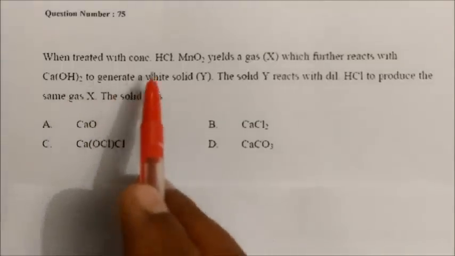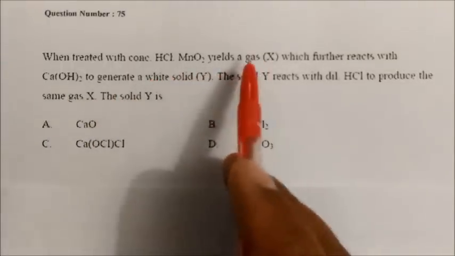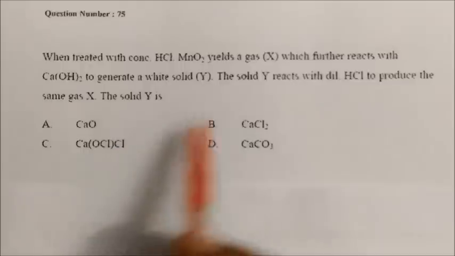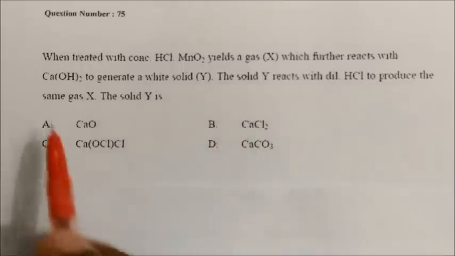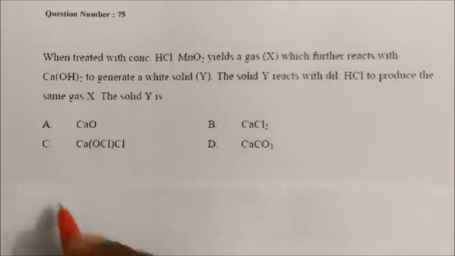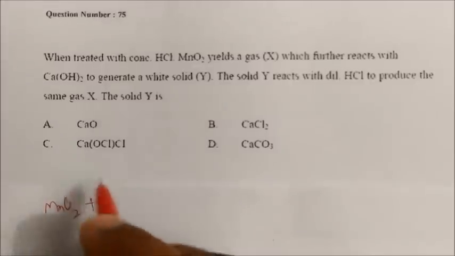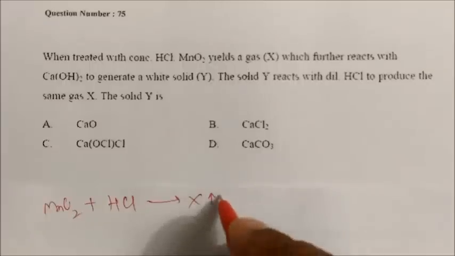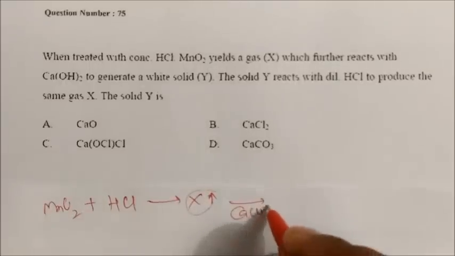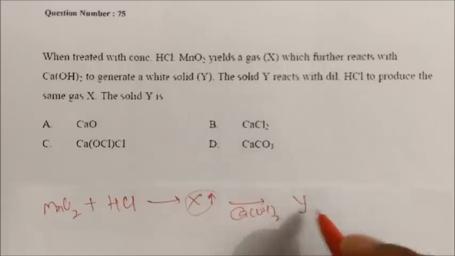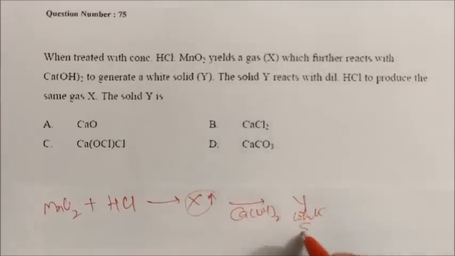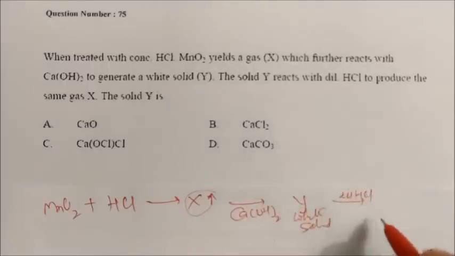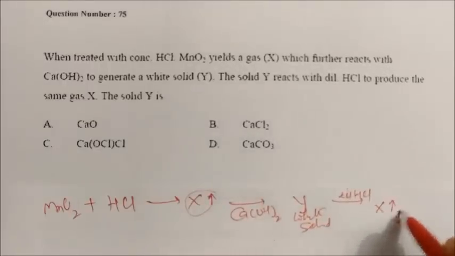When treated with concentrated HCl, MnO2 yields gas X, which further reacts with calcium hydroxide to generate a white solid Y. The solid Y reacts with dilute HCl to produce the same gas X. So this is MnO2 reacting with HCl, and it gives X. Again, this reacts with calcium hydroxide and gives Y, the white solid. If you give dilute HCl to this, you will get X gas again.